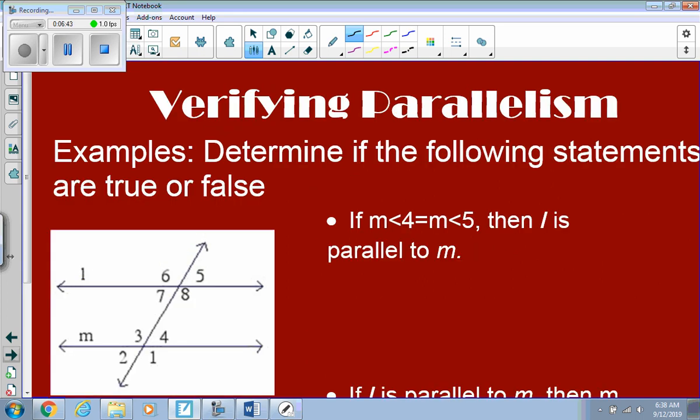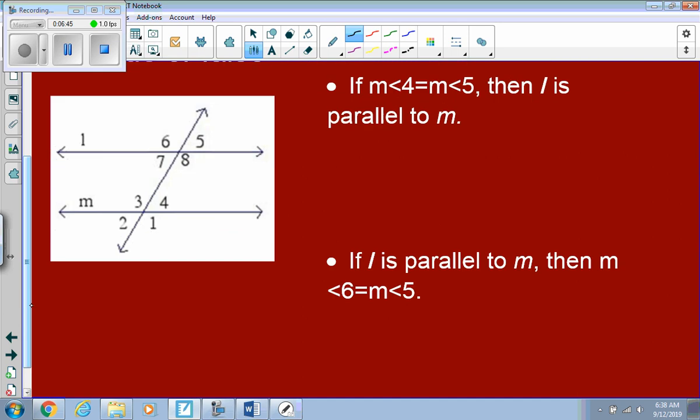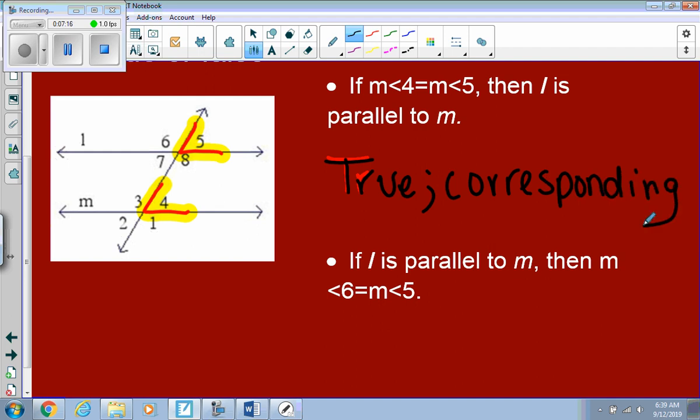All right. Still got some more true and false here. If the measure of angle 4 is equal to the measure of angle 5, so here's angle 4, and here's angle 5. Okay, those end up being in the same position but different lines, right? They're both in the top right-hand box. So these would be corresponding angles and they should be equal. So our answer here would be true due to corresponding angles, which do prove lines to be parallel.